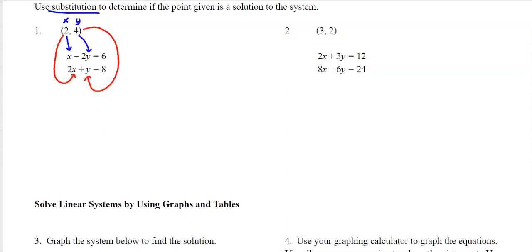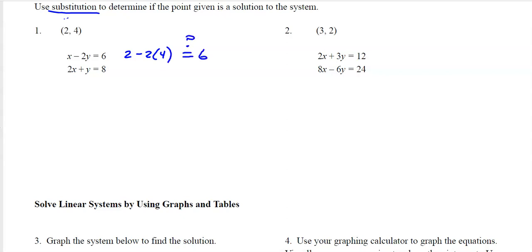All right, so I'm going to plug these in, and let's see what shakes out. See if they're equal to each other. So on the top row, I get 2 minus 2 times 4 equals 6. And remember, I don't know if it's equal. I'm asking myself, is it equal? Well, that's 2 subtract 8. And I do not think that is equal to 6. So right away, it doesn't work there. So this is a no. This is not a solution.